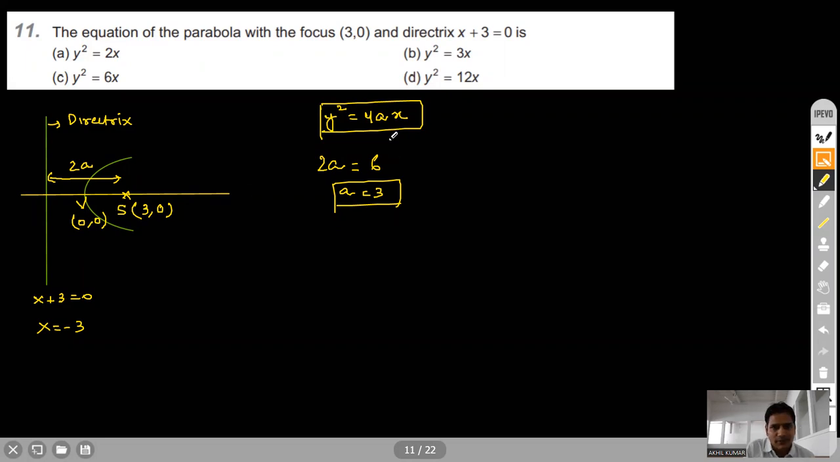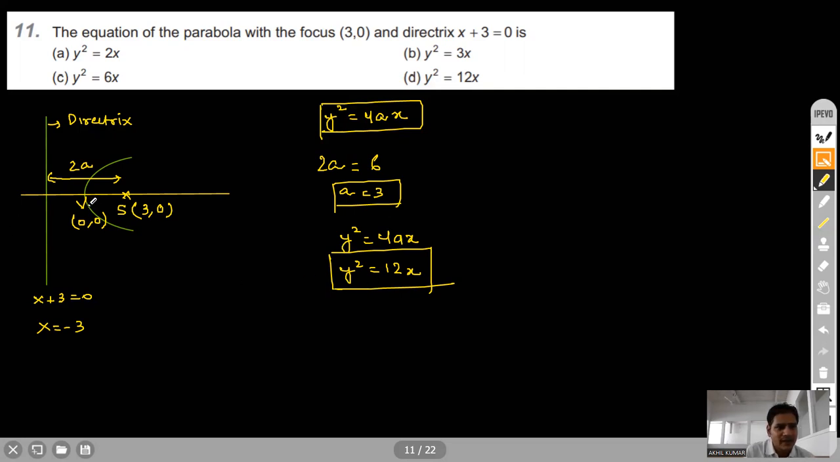So the form of our equation, equation of parabola, will be y square is equal to 4ax only, right? Since the vertex of this is coming out to be origin, what is the value of a? 4 into 3 will be 12x. Y square is equal to 12x. So this will be our equation of the required parabola.